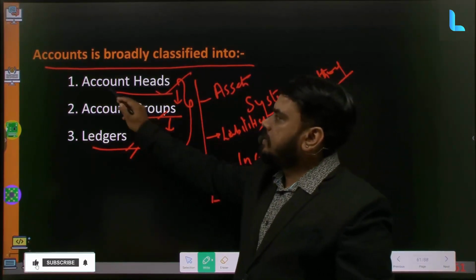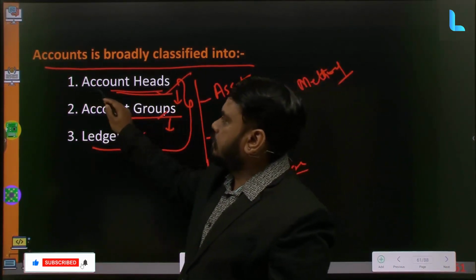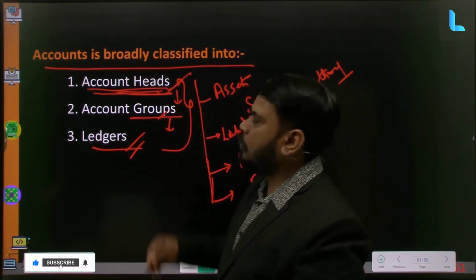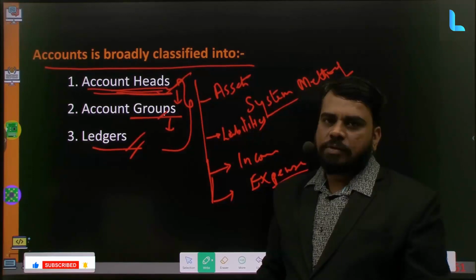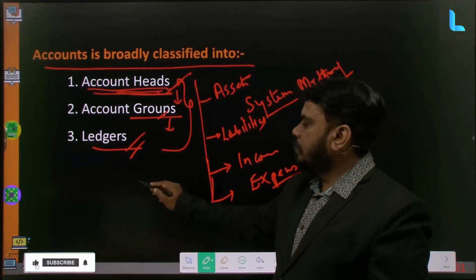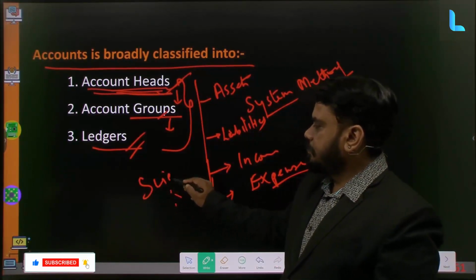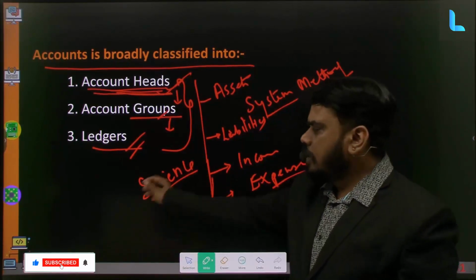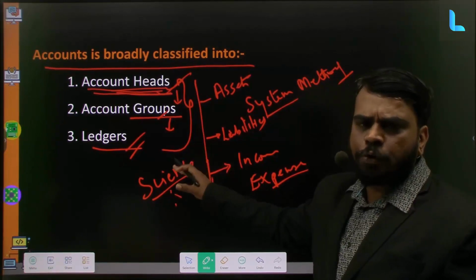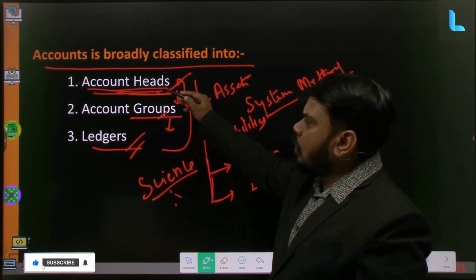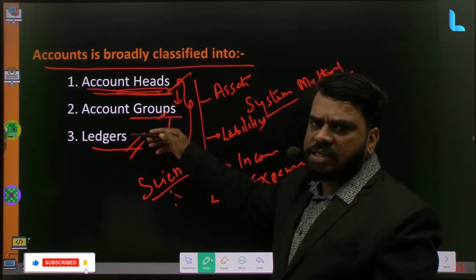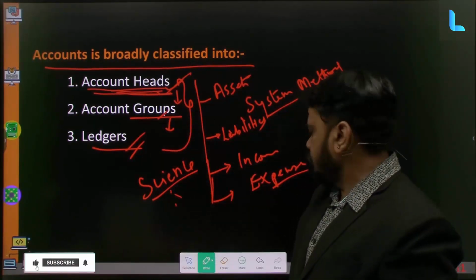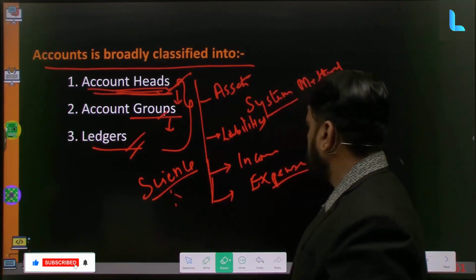Say the main subject, we can consider this as account heads. For example, we have science. The main subject is science, right? So this is only for the example sake, for you to understand how the account heads, groups and ledgers are related to one another. For that purpose I am trying to explain this. Let me erase this.